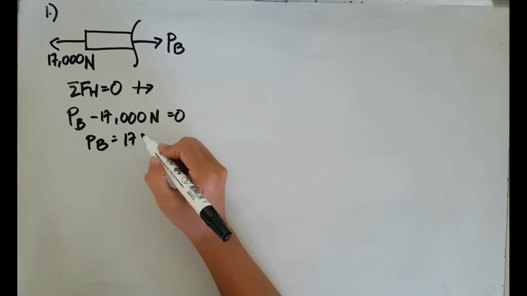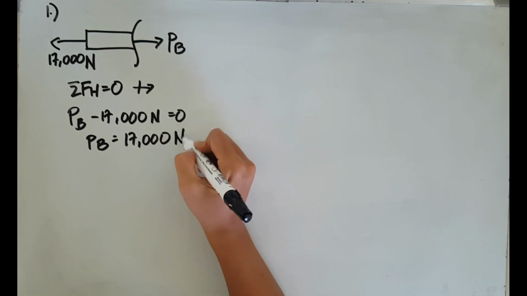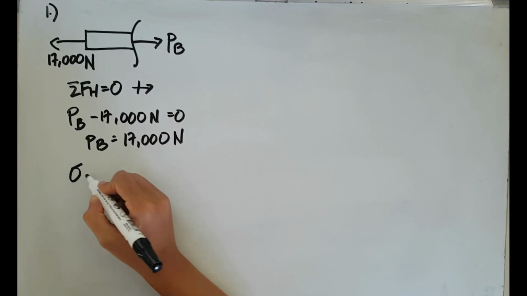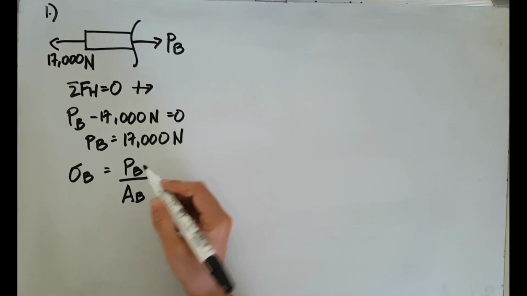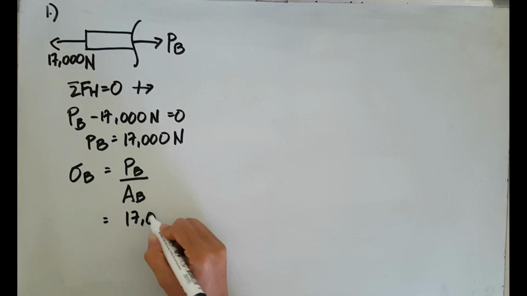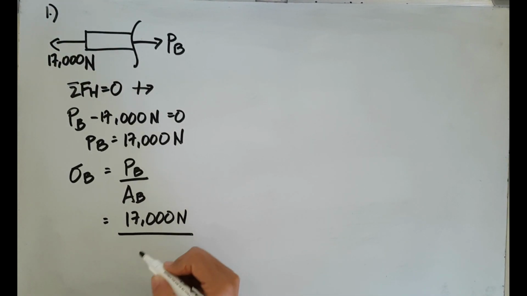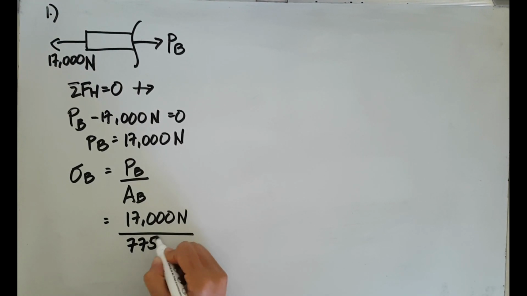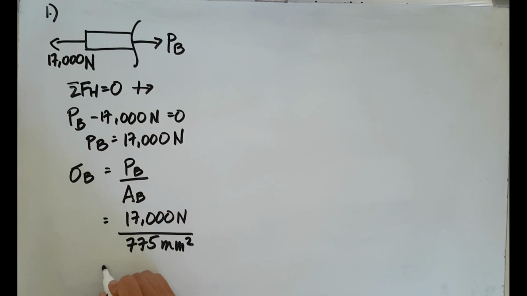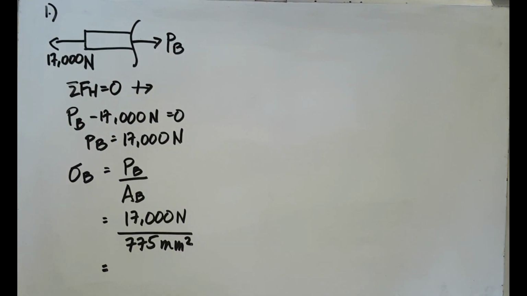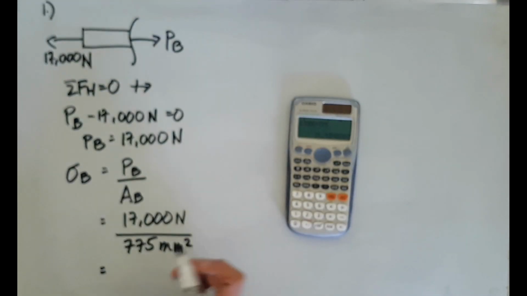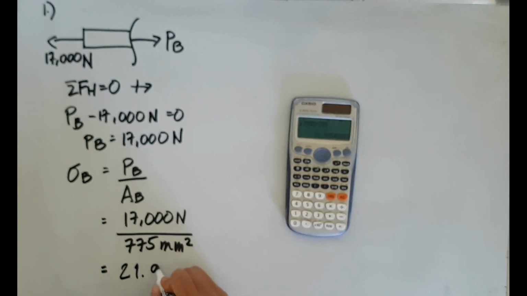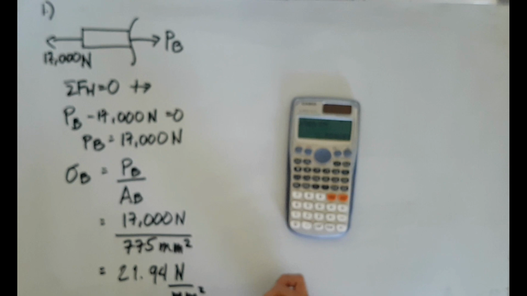So the stress will now be equal to the axial force divided by the cross-sectional area, which is 775 square millimeter. So the stress in the bronze section is now equal to 21.94 Newton per square millimeter, or 21.94 megapascal.